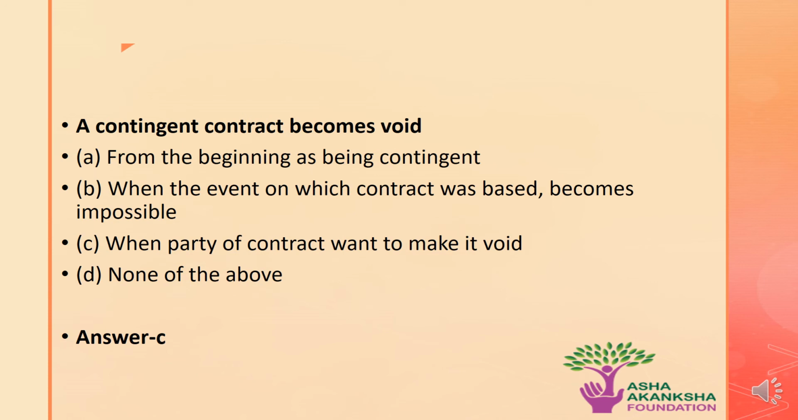The next question is: a contingent contract becomes void when. Options are A. From the beginning as being contingent, B. When the event on which the contract is based becomes impossible, C. When parties of a contract wanted to make it void, or D. None of the above. The correct answer to this question is option C. That is, a contingent contract becomes void when a party of a contract wants to make it void.